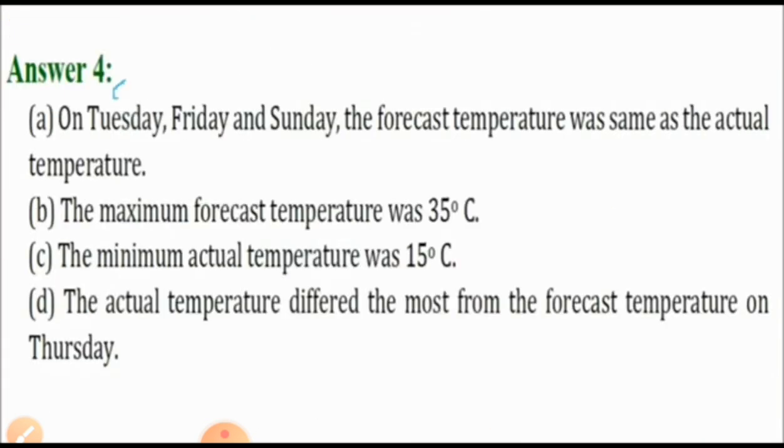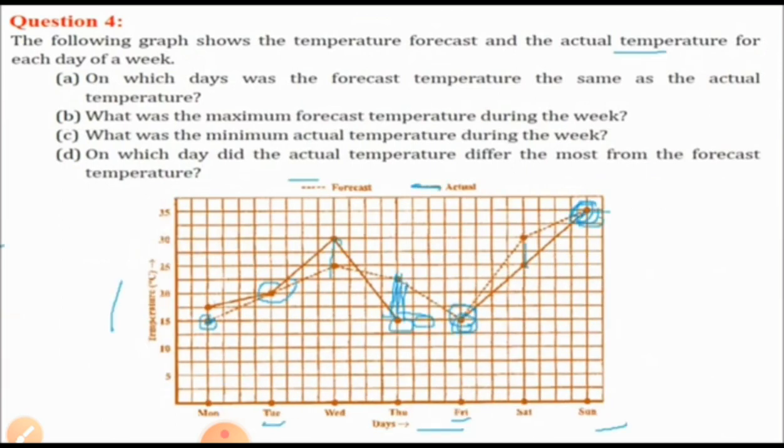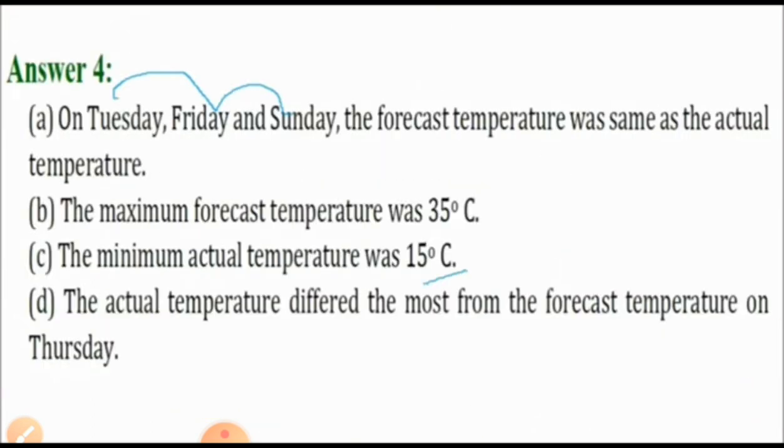So from there we can get the idea which team is going to make the least or maximum number. So answer of this question is on Tuesday, Friday and Sunday the forecast temperature was same as the actual temperature. Is it or not? See. Can you see it here? Yes, correct. C, same one. 1, 2 and 3. That's why it is given here C.